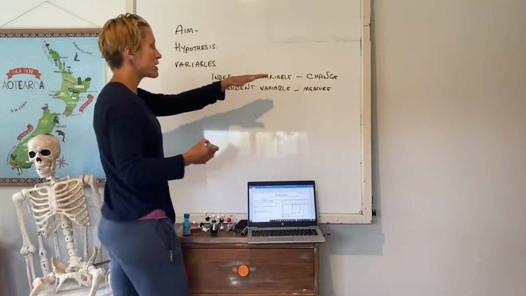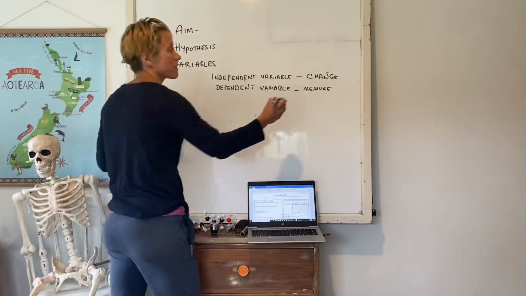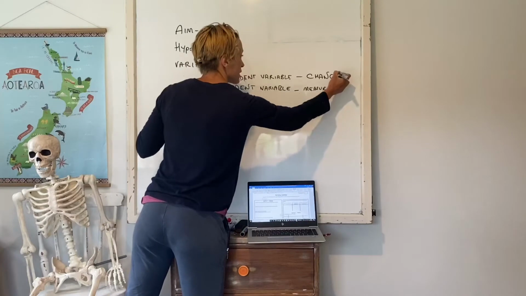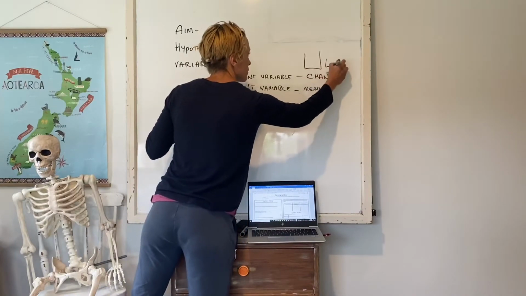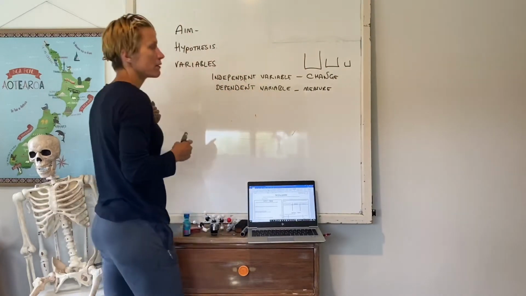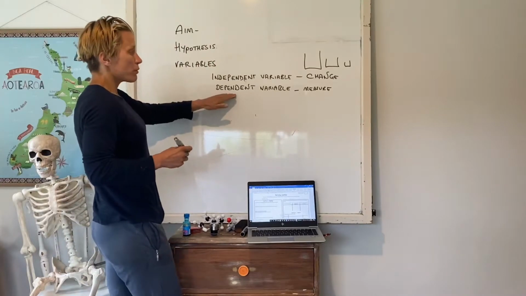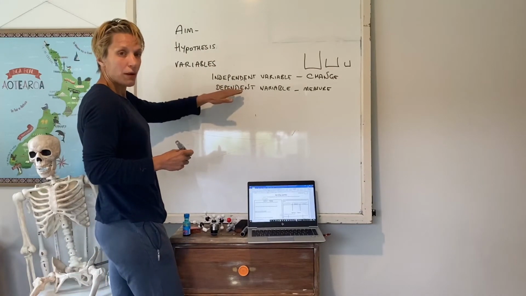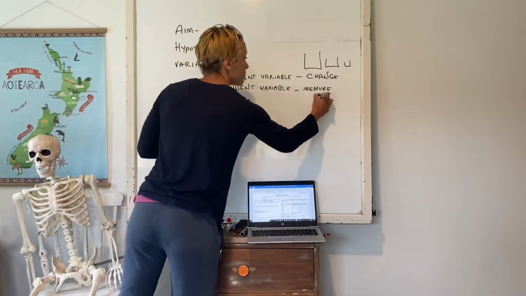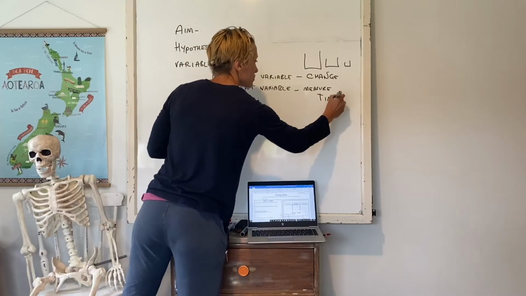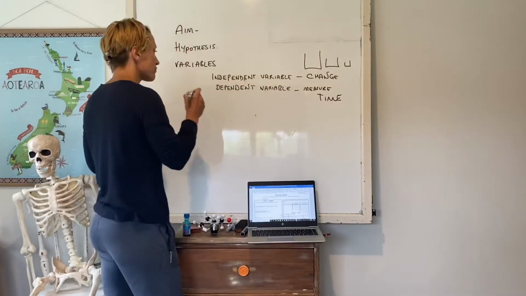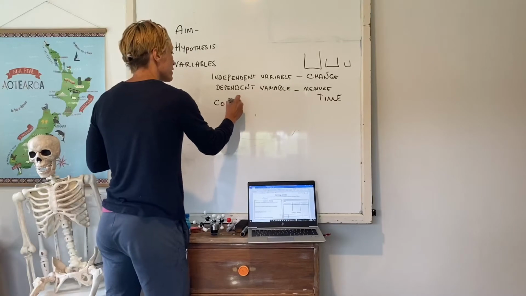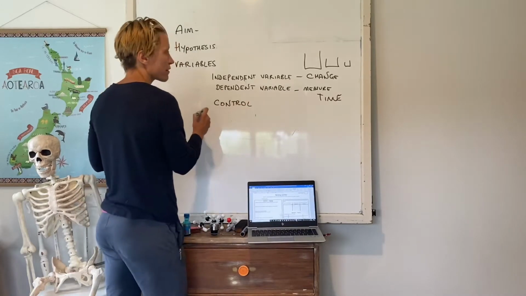So what did we change in this experiment? We changed our beaker size. We had a big beaker, a medium beaker, and a small beaker. What did we measure? We measured the time it took the candle to go out, so we measured the time.